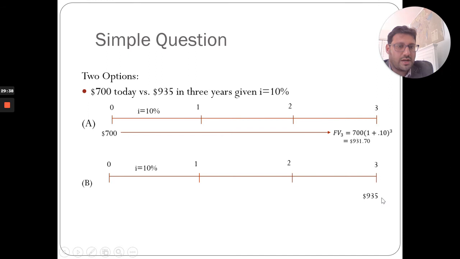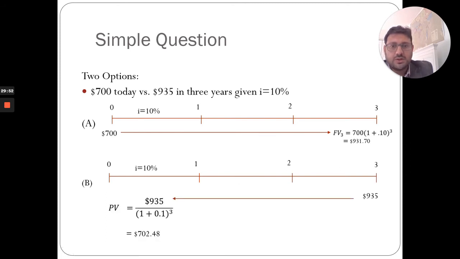So let's discount it. And how will you discount it? You will divide 935 and take away the interest added over the 3 time periods, 1, 2, and 3. So 1 plus the interest rate raised to the power of the 3 time periods, which is obviously 3, right? So this is 935 divided by 1 plus the interest raised to the power 3, which is 702.48.